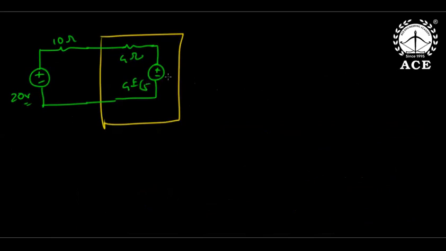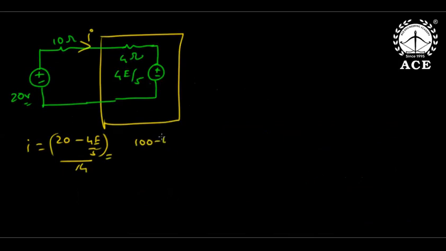Now the load has two components. We have reduced the load from three components to two components. First I will find the current expression. This current is 20 minus 4E by 5, whole divided by 14. If you take the LCM, that is 100 minus 4E by 70, or you can write it as 50 minus 2E by 35.